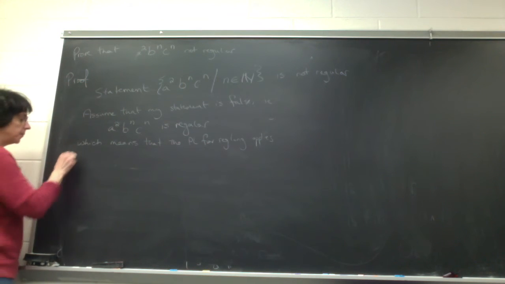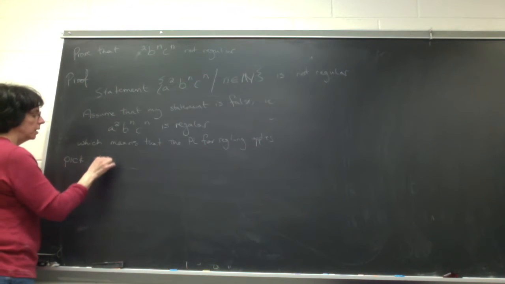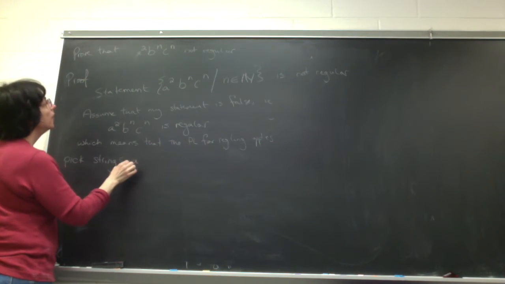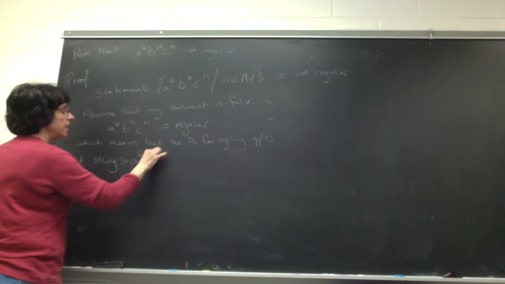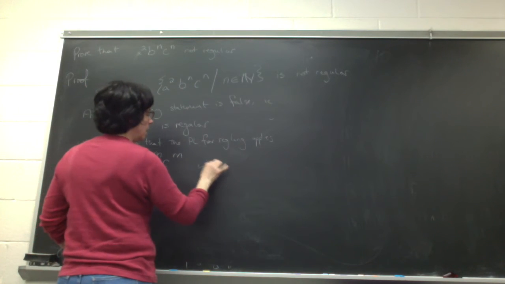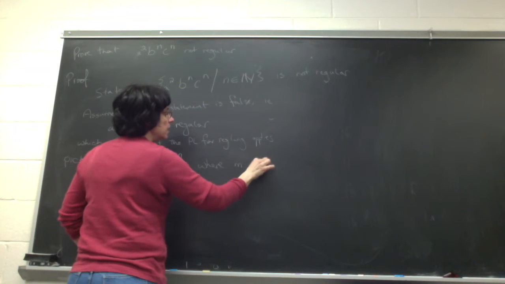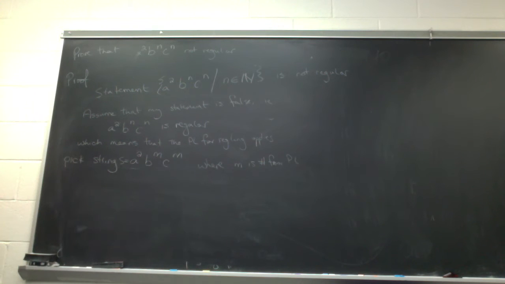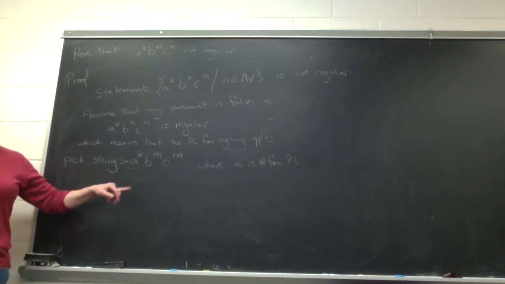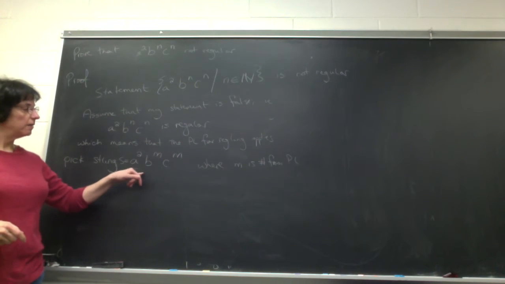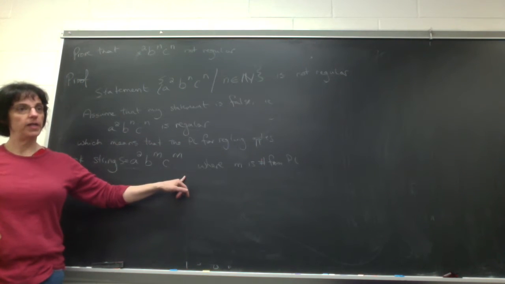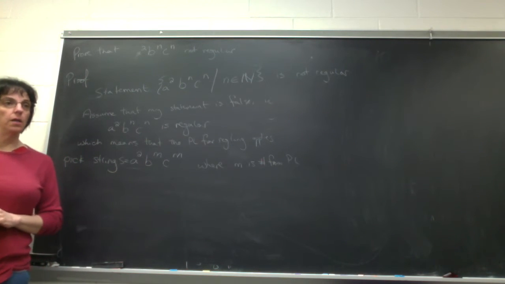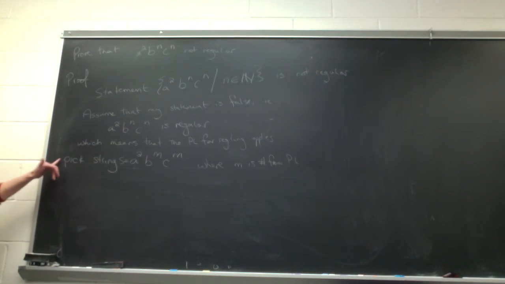So I'm going to pick the string s equals a squared b to the m c to the m, where m is the number from the pumping lemma. So, if m was 5, then the string I picked was AA followed by 5 B's followed by 5 C's. And if m is 27, then I have 2 A's, 27 B's, and 27 C's, and so on. You guys with me?